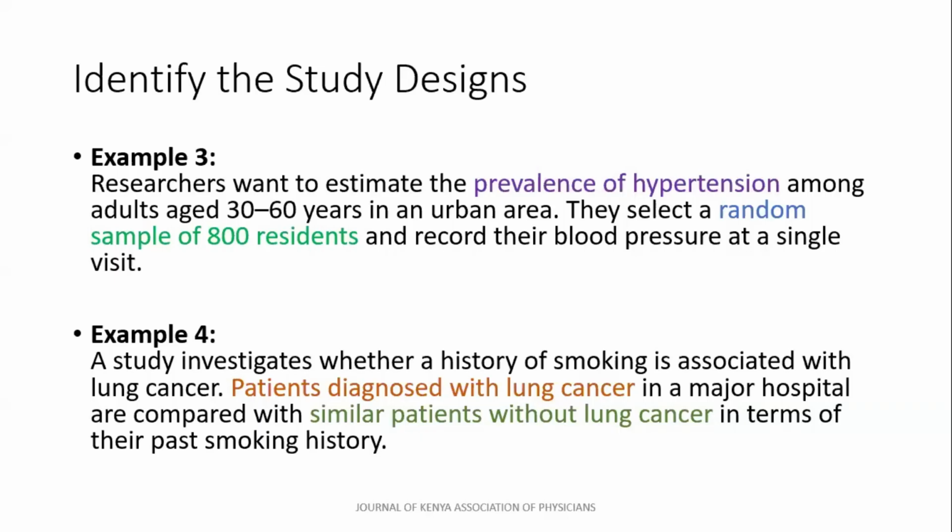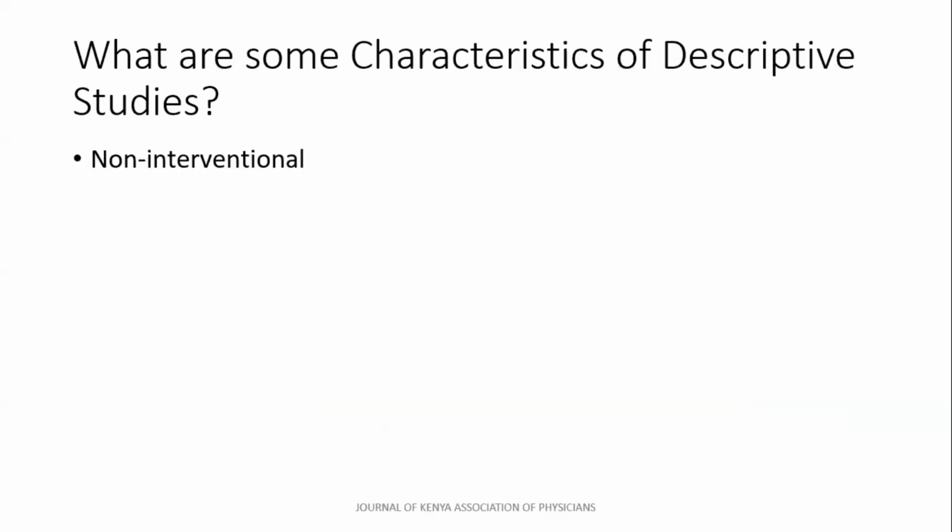Okay, so now we'll look briefly at some of the characteristics of descriptive studies. So number one, as we said, they are non-interventional. So in descriptive studies, we do not interfere with what's happening. So there's no intervention, no drug, no surgery that we do. So if you're studying the rates of anemia in pregnant women, for example, we do not give any supplements. We just observe and record maybe the number of pregnant women we saw who had anemia and those who did not.